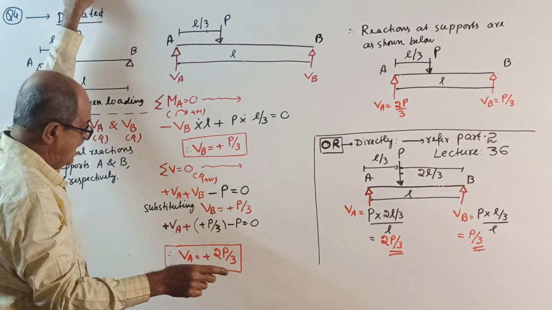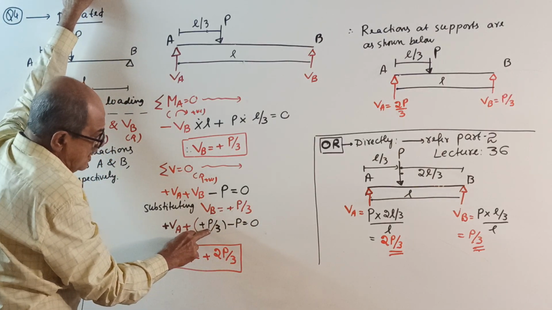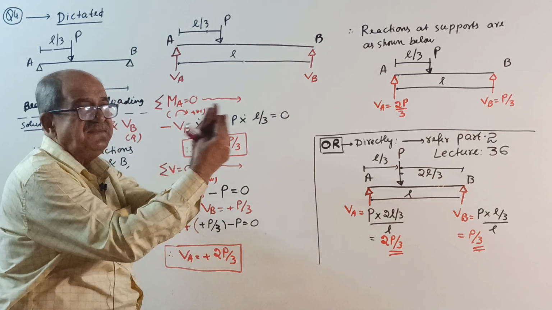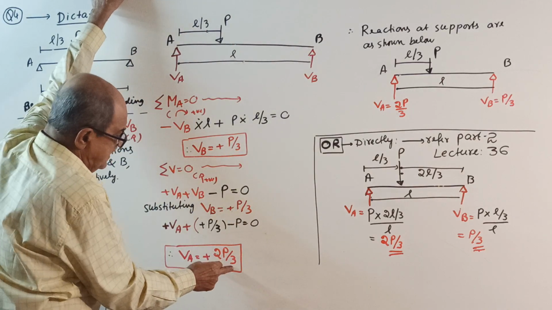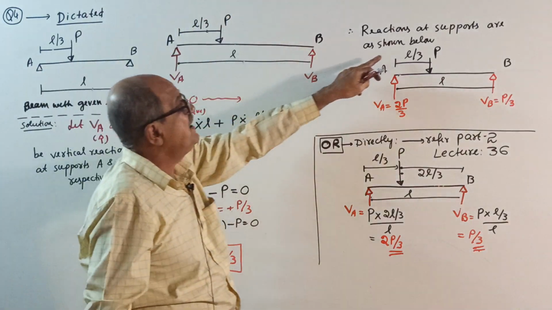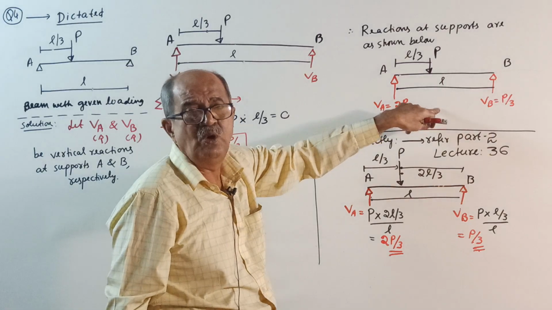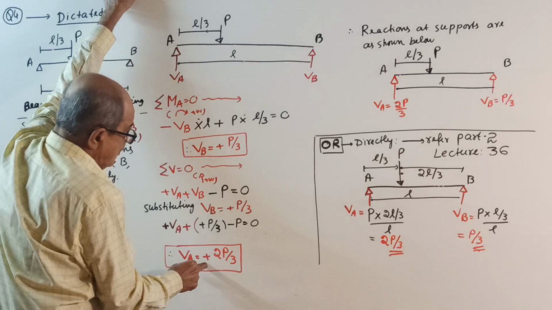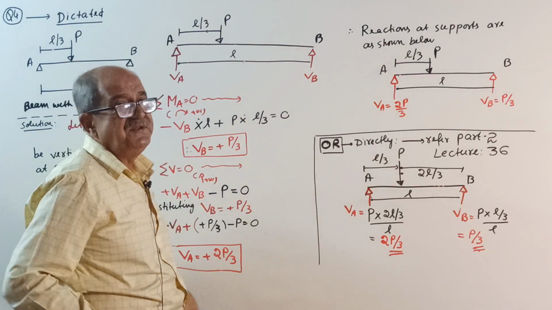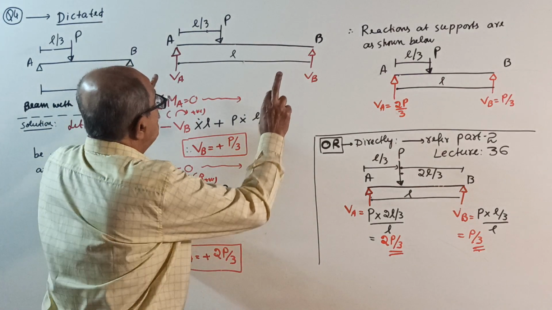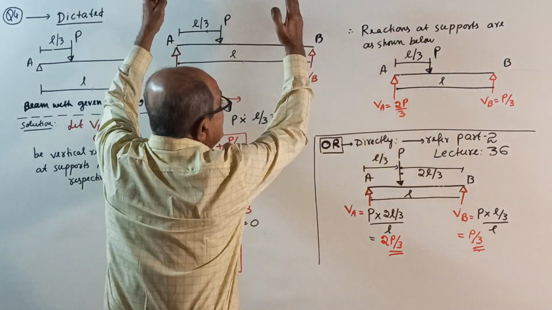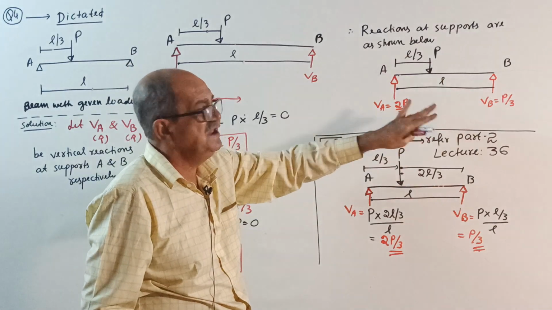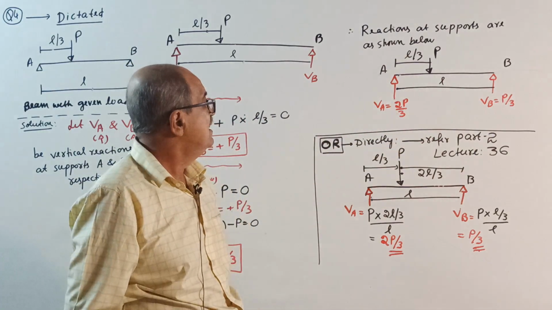This also I will not tell. So VA plus 1 by 3 minus 1 is minus 2 by 3. When you take that side, it will become plus 2 by 3 times P. Therefore, reactions at supports are as shown below. Once again, last time, we got a positive sign for both reactions. Positive sign indicates that what directions you assumed is correct. So, enter in the same direction. Question is over. Simple question.